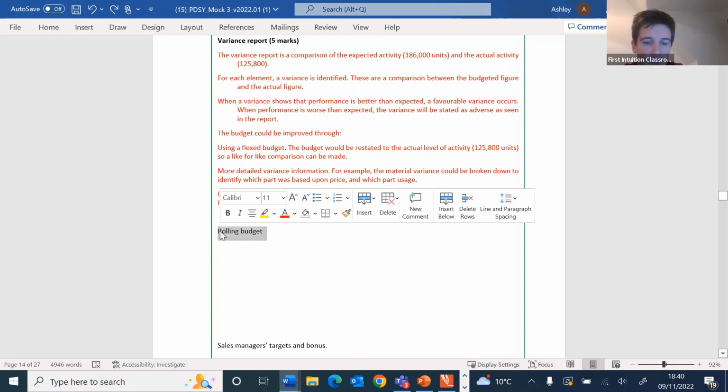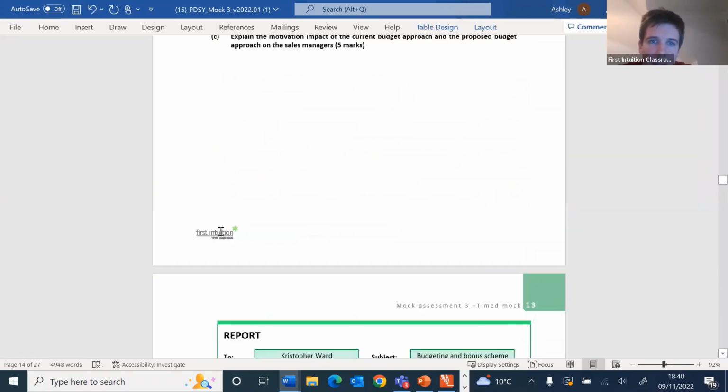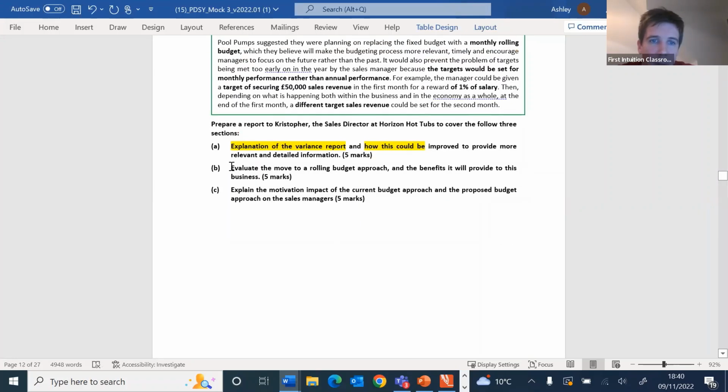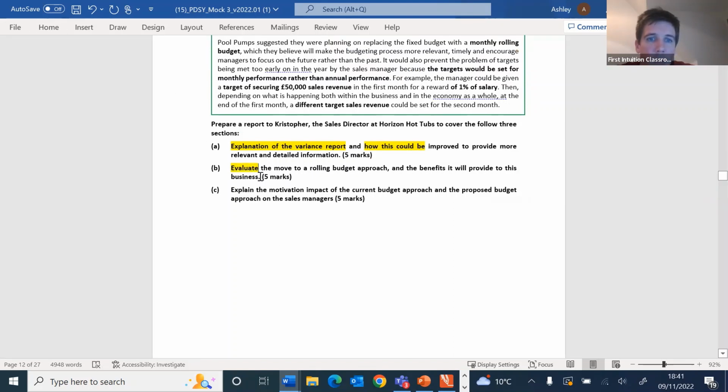Okay, the next bit then was to evaluate the use of a rolling budget. Right, this one as well was for 5 marks. And as I said, the key word here is evaluate the move to a rolling budget, because that, as I discussed on the previous slides, would mean that you have to identify some pros and cons. There's some risks and benefits, advantages and disadvantages. Therefore, the benefits should drop out. The benefits that it will provide to the business will hopefully come out when I do my evaluation.